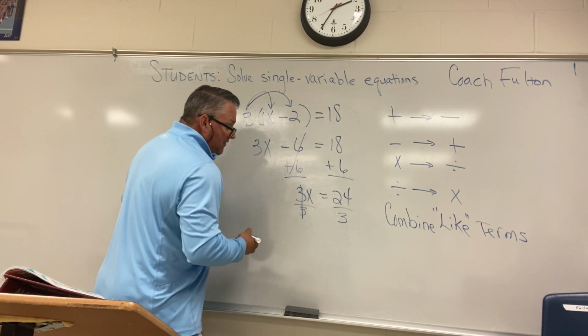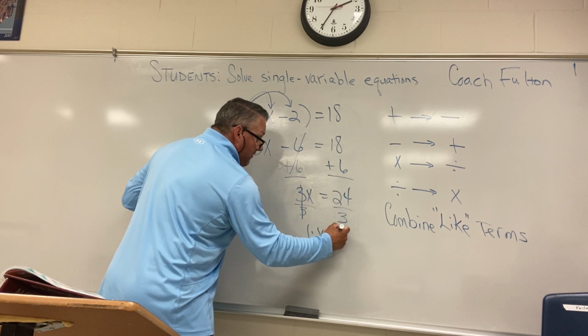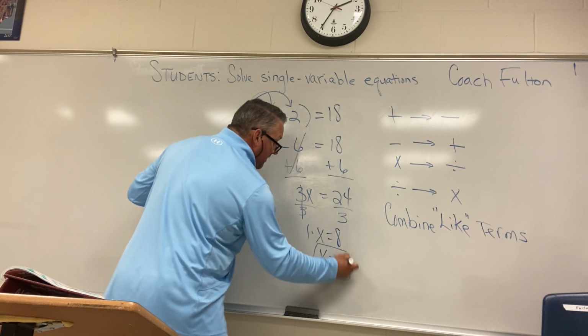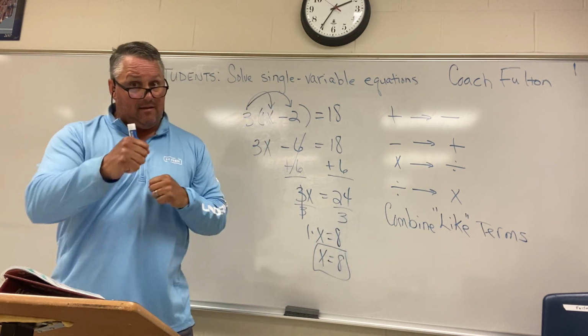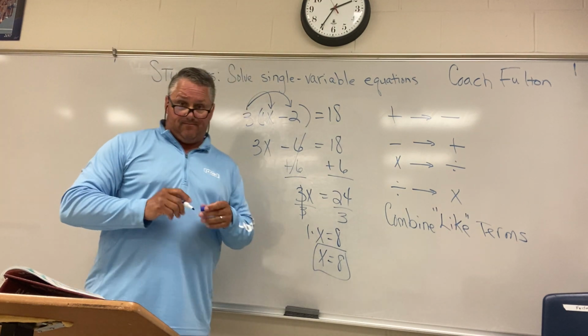So 3 divided by 3 is 1. There's my big 1. 1 times x there. 24 divided by 3 is 8. 1 times x is x. x equals 8. We box it. Box that answer. Boom, we're done. x is equal to 8.